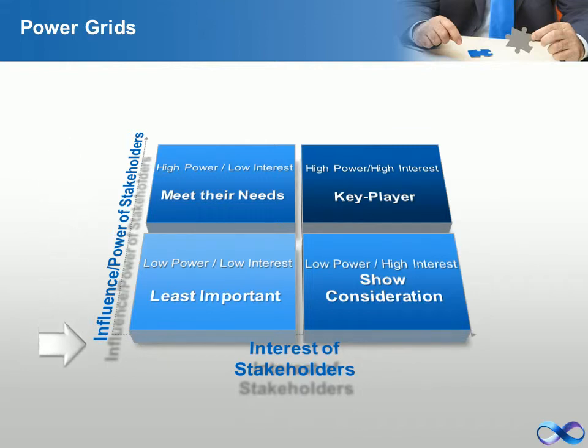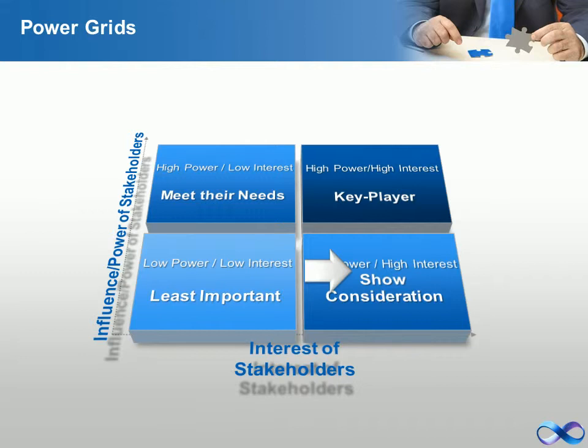High power, less interested people: meet their needs area. Put enough work in with these people to keep them satisfied, but not so much that they become bored with your message. High power, interested people: key player area. These are the people you must fully engage and make the greatest efforts to satisfy.